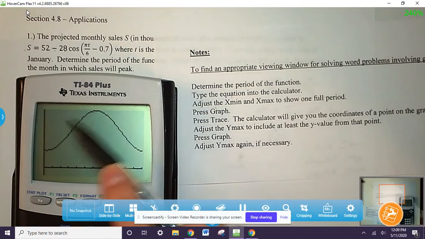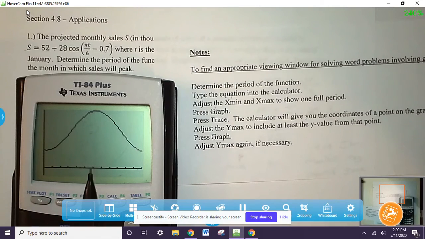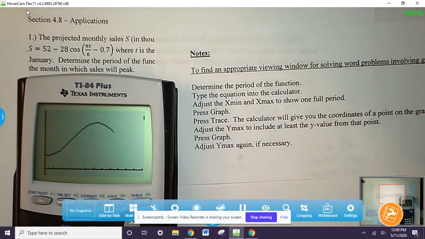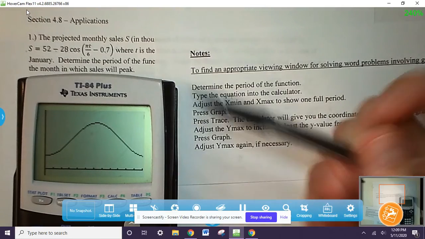So I went up to at least 80, and that's a pretty good picture of what I have. And what we can do is we can actually go up higher. You can take it to 90 or take it to 100, and you might be more pleased with that viewing window. Okay, now this is what our sales looks like.